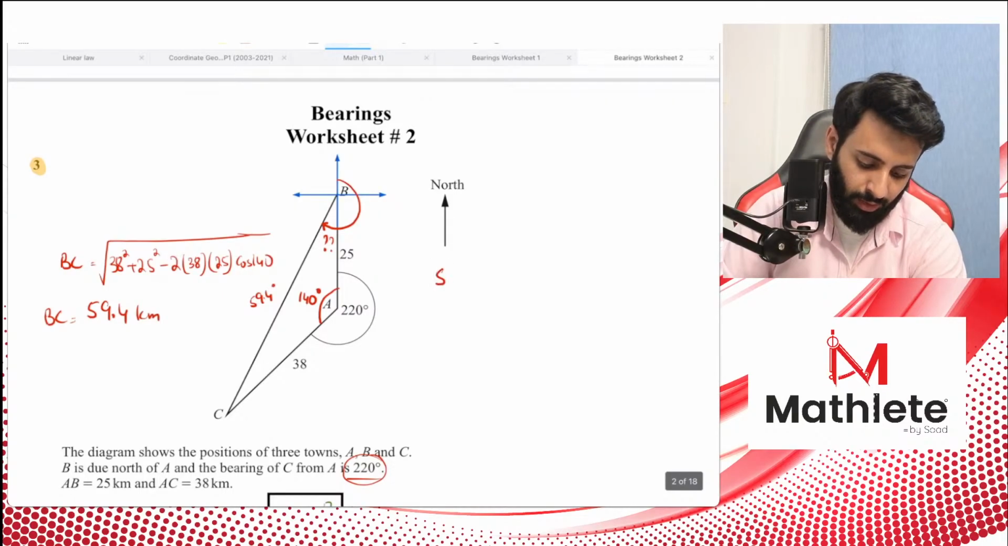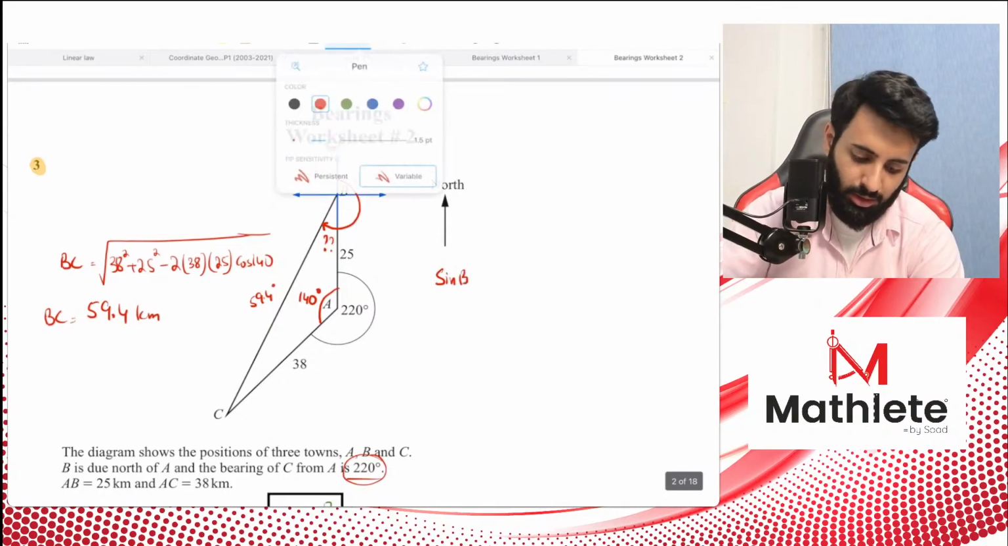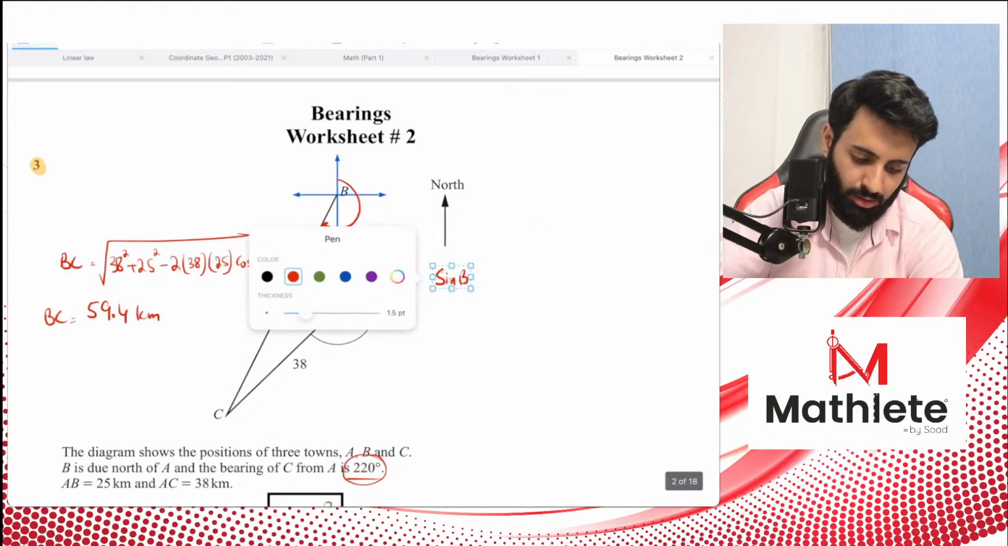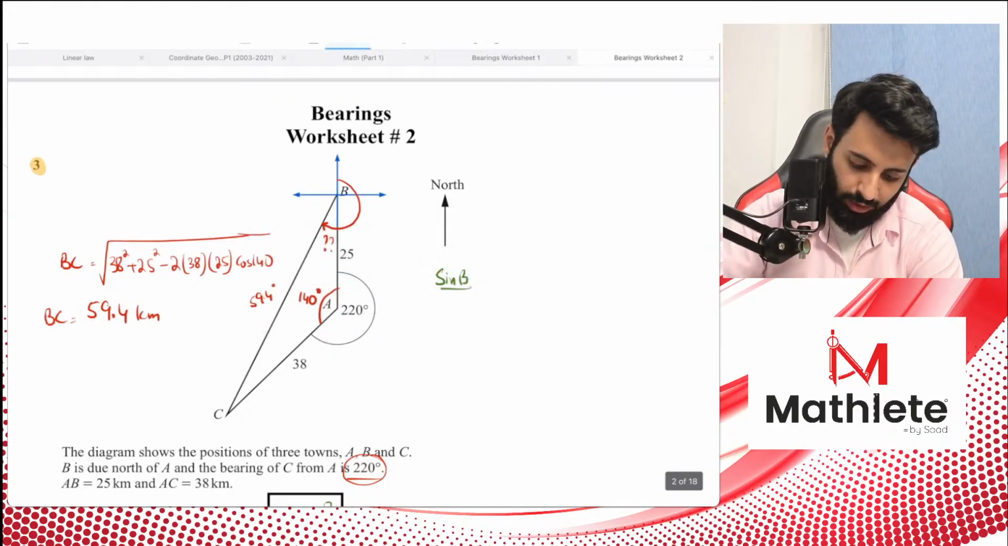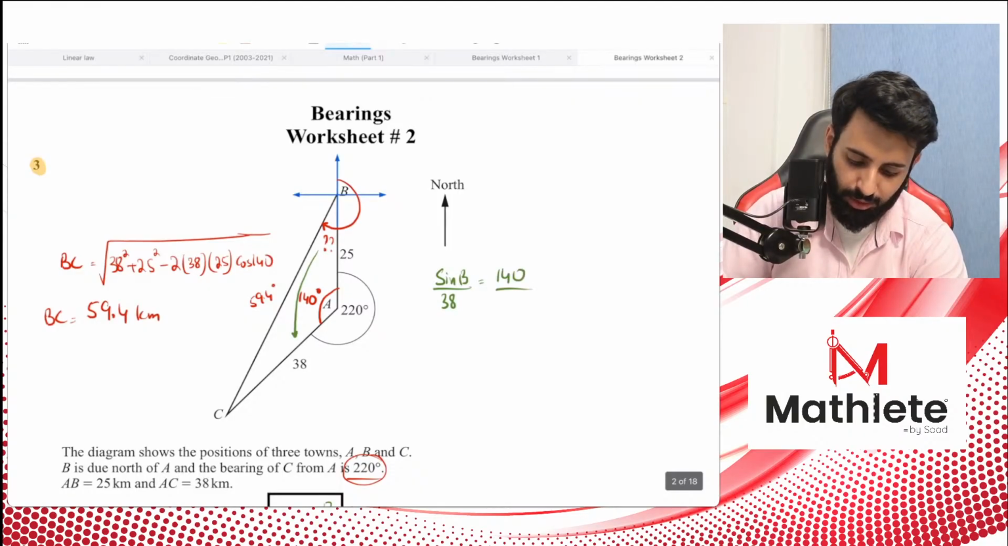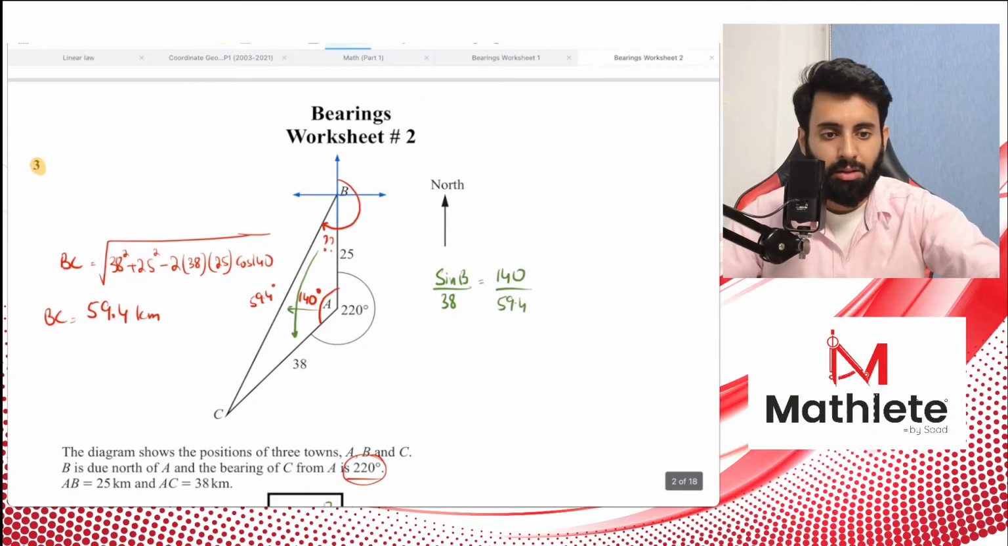Sine B over the length that's opposite of B, that's 38, equals the angle that we have, 140, over the length opposite of it, which is 59.4. Let's work this out, see what we get.